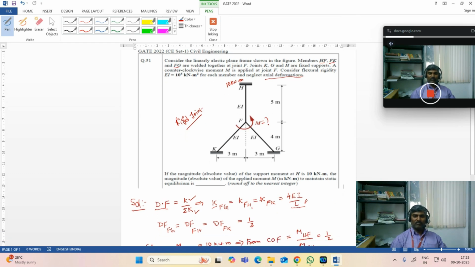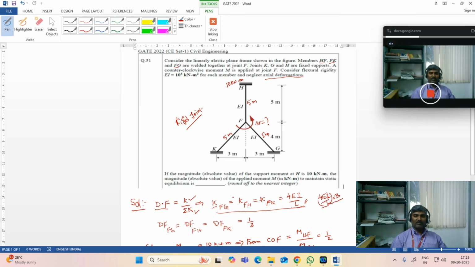Then what will be the distribution factor? It is 1 by 3, because all the members have the same EI and the same length also. This is 5 meters and this is also 5 meters. This is also 5 meters. If I add all these three, keeping 4EI by L as common, I get 3 times. This is the joint stiffness.